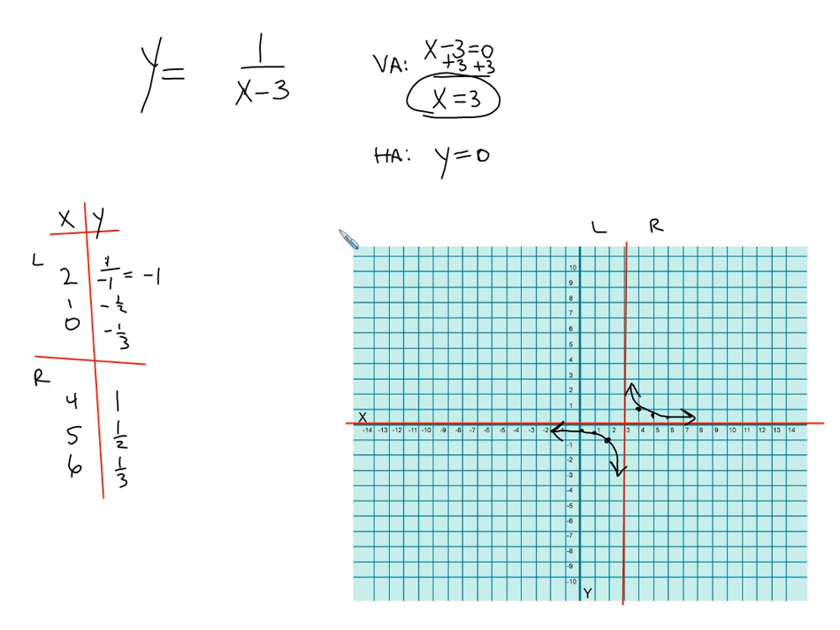Questions? What's our domain going to be? X does not equal 3. Vertical asymptote is x equals 3. What's our range going to be? Y is not equal to 0. Our horizontal asymptote is 0. That's it. Randy? I thought there was an implied exponent on all of them.